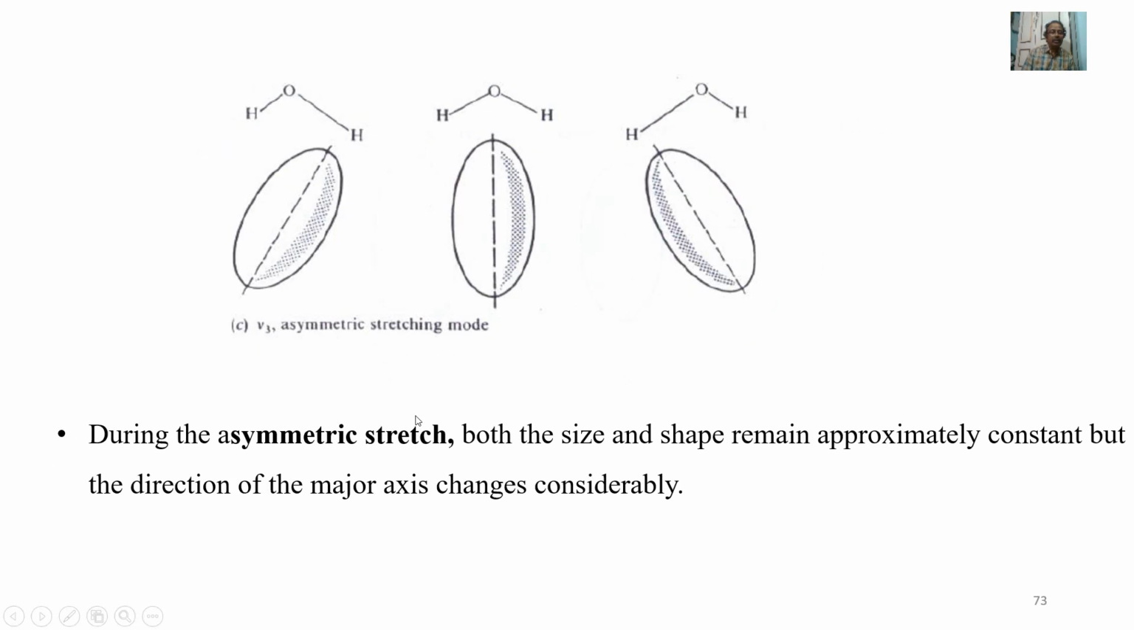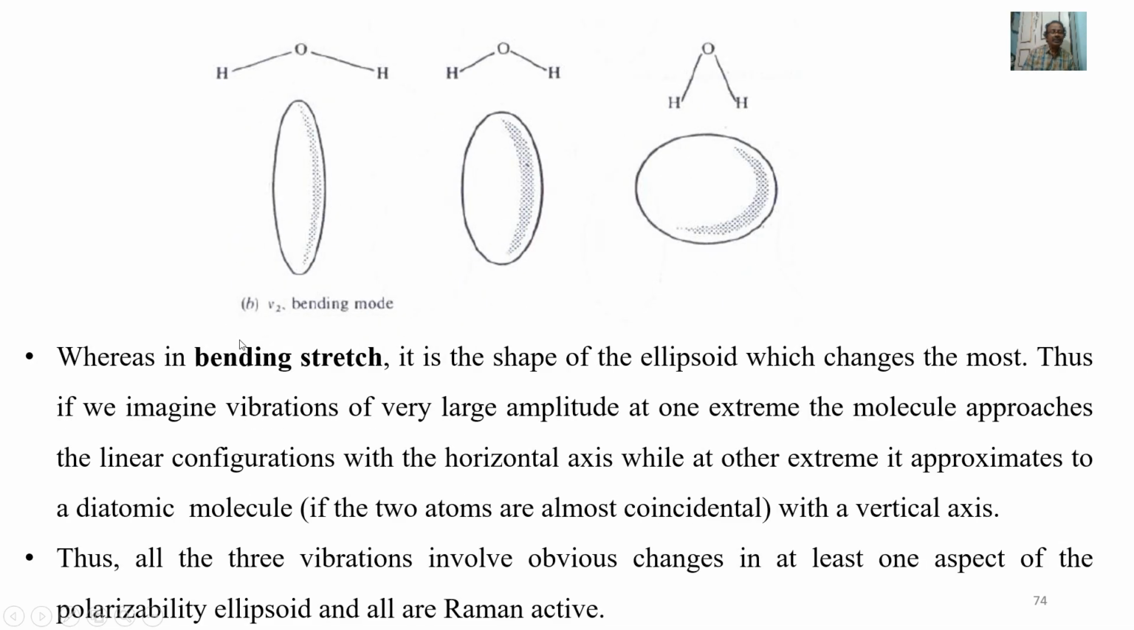During the asymmetric stretch, both the size and shape remain approximately constant, but the direction of the major axis changes considerably. Whereas in the bending mode, it is the shape of the ellipsoid which changes the most.